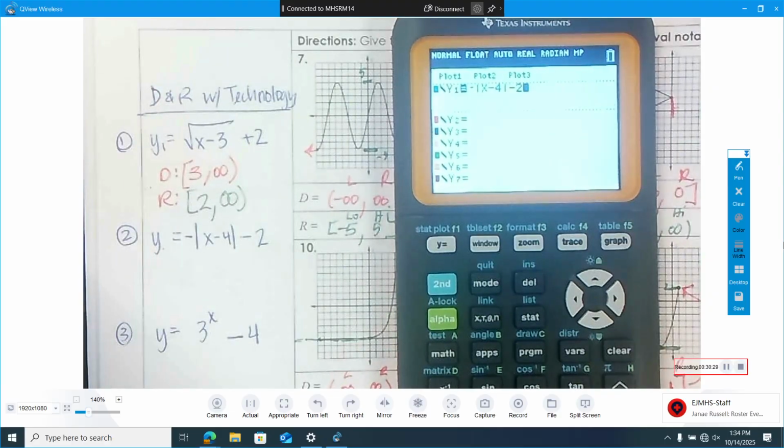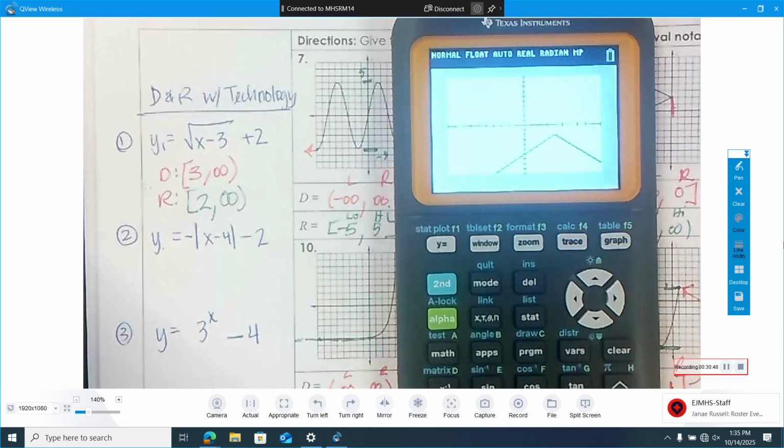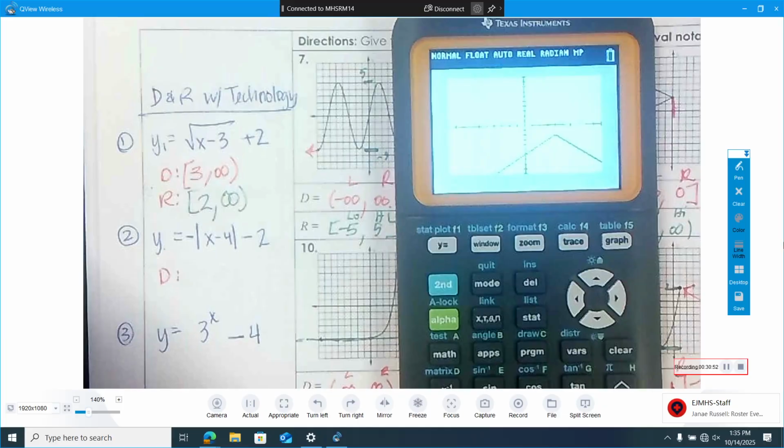Zoom standard. So negative, you have to use the negative. There you go. All right, so do a zoom standard. And, ooh, what shape is this graph? V, it's a V. It's an absolute value V. All right, domain, how far left and how far right does this graph go?